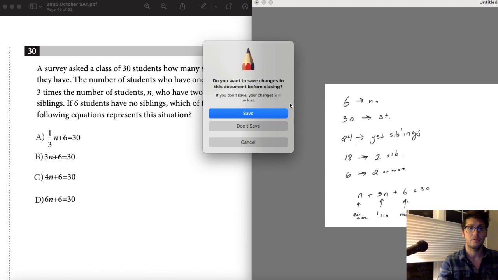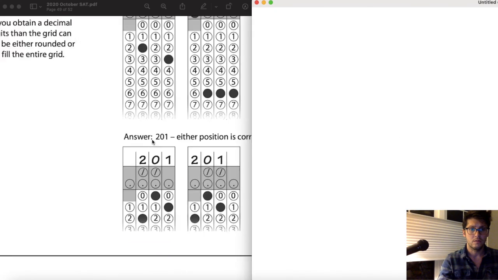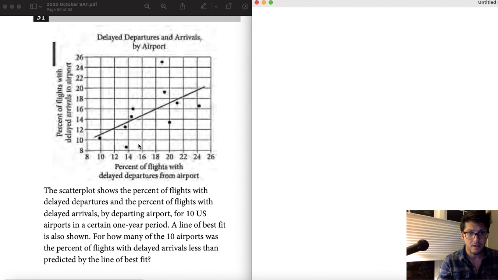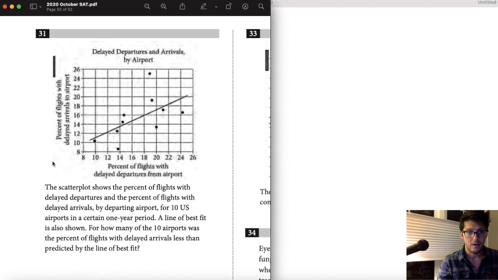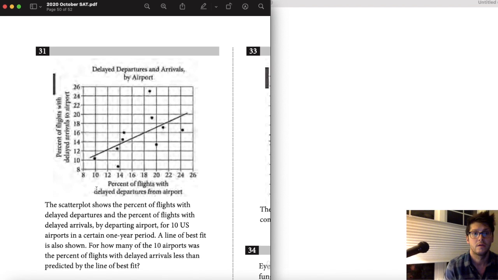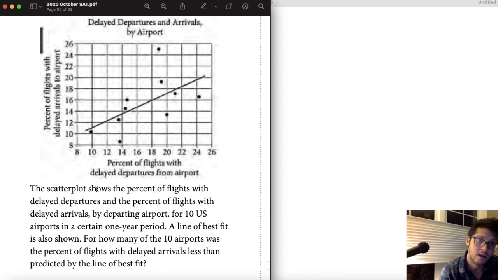Let's talk about number 31. All right. So for how many of the 10 airports was the percent of flights with delayed arrivals less than predicted by the line of best fit? Okay, look, this is kind of murky looking, but delayed arrivals. Percent of flights with delayed arrivals. For how many of the 10 airports? Yikes.